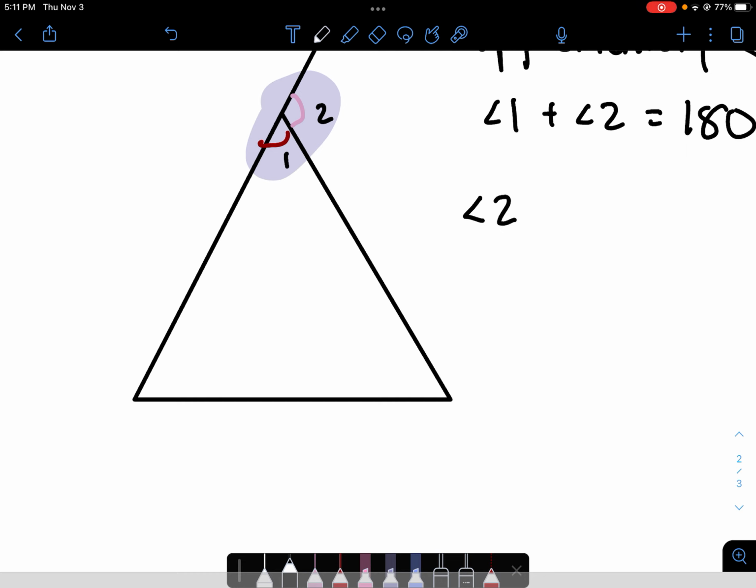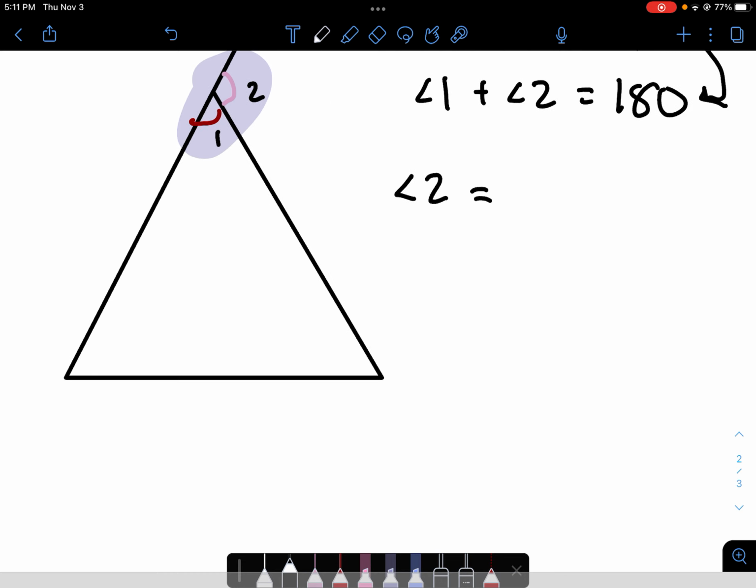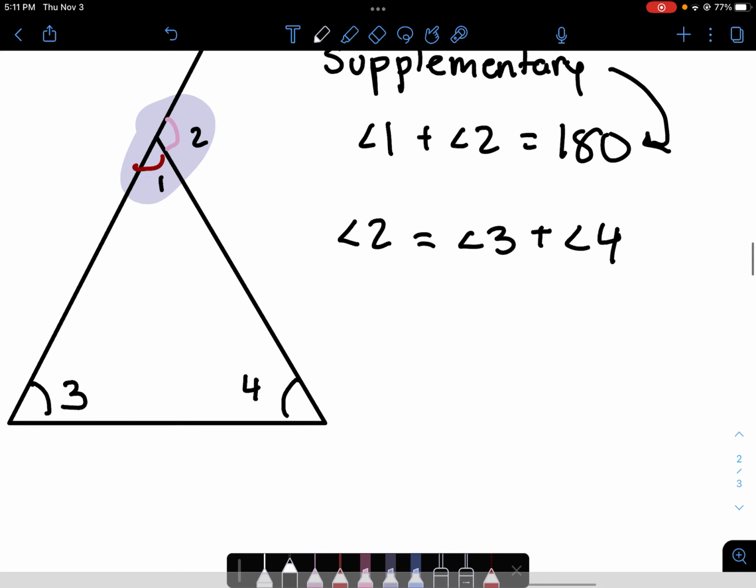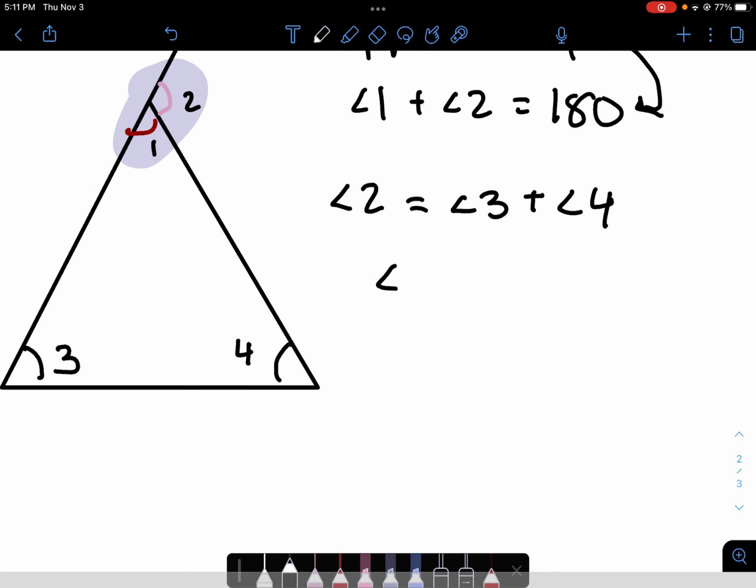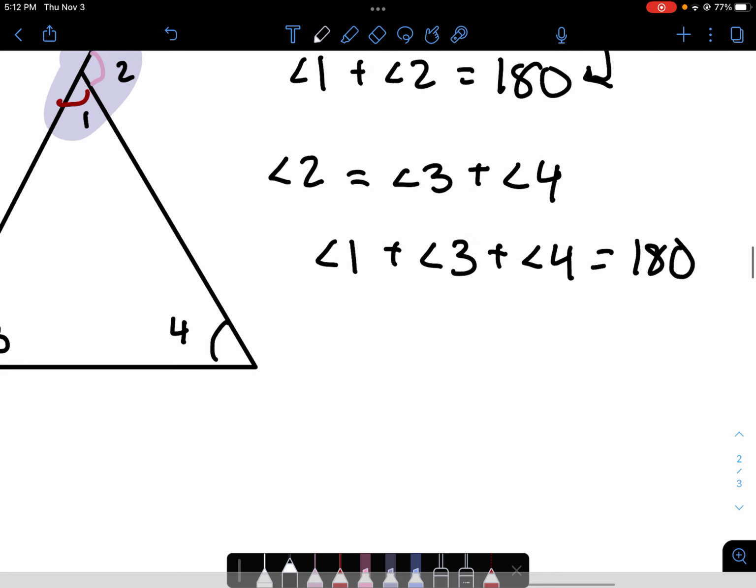angle 2 equals, let's say that this is angle 3 and angle 4, equals angle 3 plus angle 4. Because we have 2 equations where angle 1 plus angle 2 equals 180, but also angle 1 plus angle 3 plus angle 4 equals 180 as well. Therefore, we can conclude that this equals this.